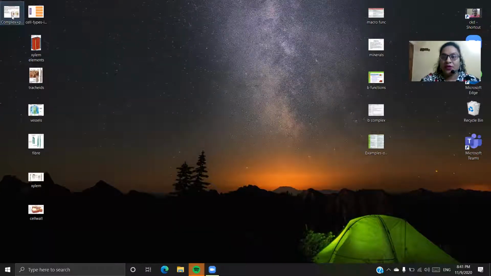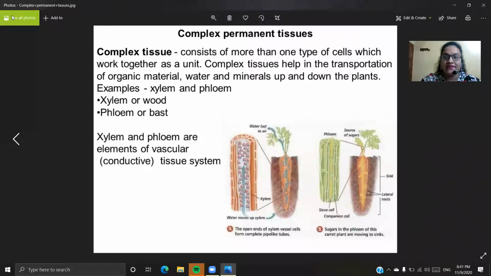So for this, let me share my screen with you, children, so that I can enter into my topic. The first thing that I need to introduce is the complex permanent tissues. In simple permanent tissues, we have seen that they have cells with the same functionalities, I mean they had a single type of cell. But the complex tissue has more than one type of cell. That's the reason we call them complex tissues, and they all together act as a single unit. And these complex tissues, as I told you, are the vascular tissues.